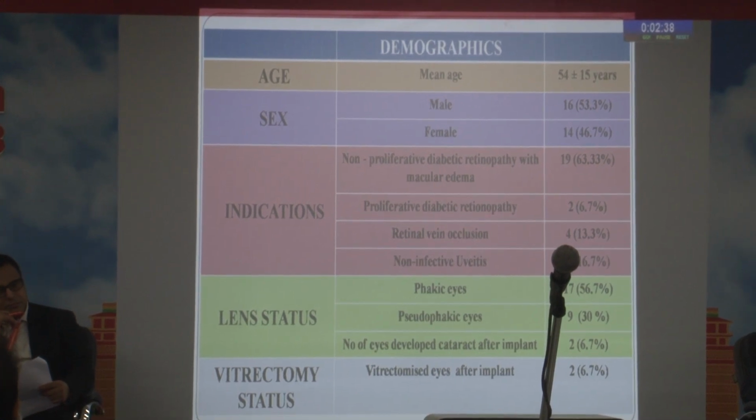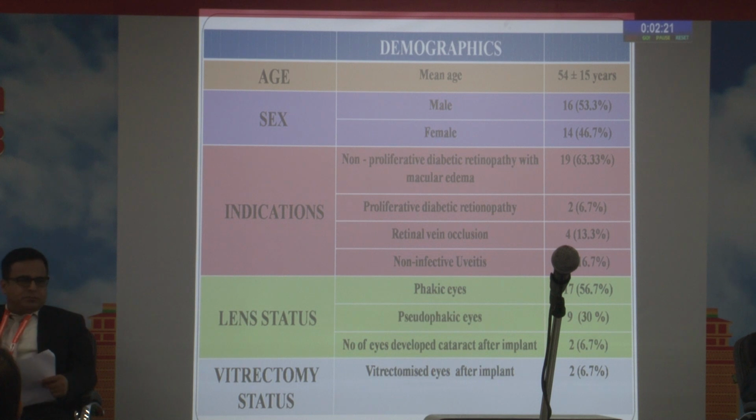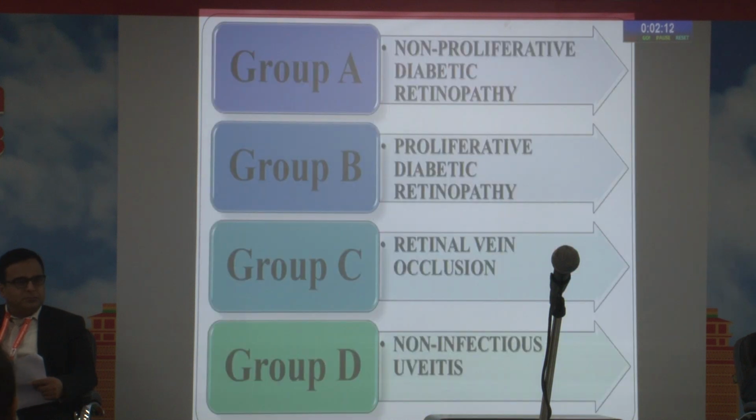The most common indication for Ozurdex in this study was non-proliferative diabetic retinopathy, with proliferative diabetic retinopathy 2 cases, retinal vein occlusion 4, and non-infectious uveitis 5. In our study group, 17 of the patients were phakic and 9 were pseudophakic, and 2 of the patients developed cataract after implant with a mean duration of about 3 months, and 2 patients underwent vitrectomy after a period of 3 months. For convenience, based on the indications for Ozurdex, we divided them as group A, non-proliferative diabetic retinopathy, group B, proliferative diabetic retinopathy, group C, retinal vein occlusion, and group D, non-infectious uveitis.